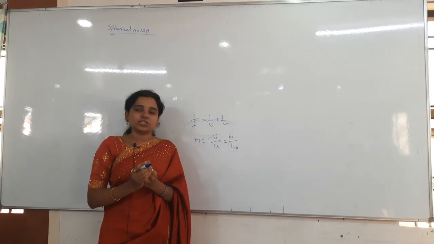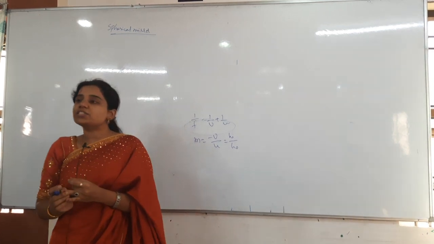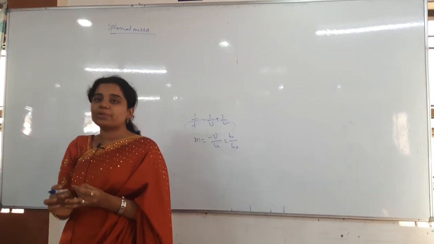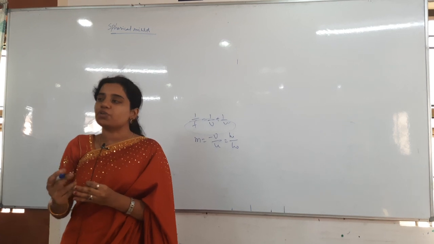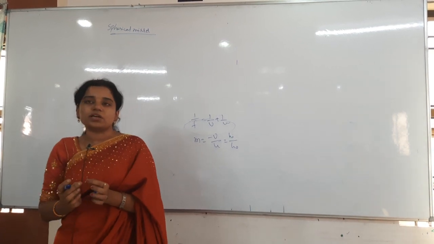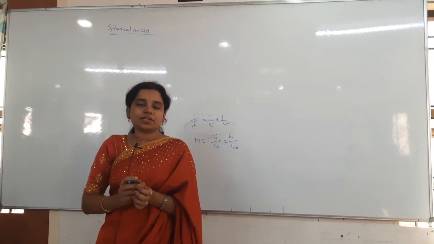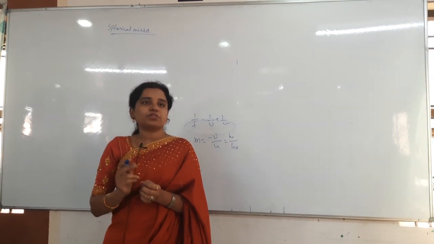So that sign convention is important, along with the nature of the image and the place of the image, where it is formed. So this is about the spherical mirrors. In spherical mirrors we mainly have two types of mirrors.